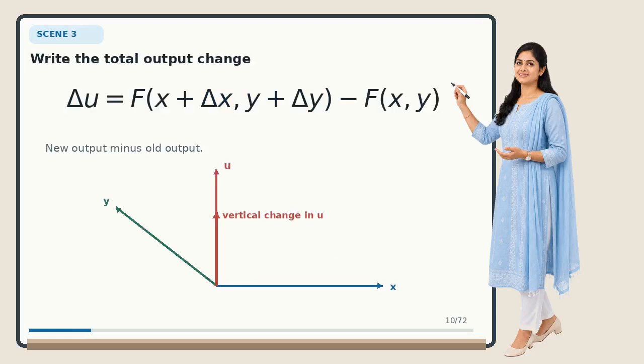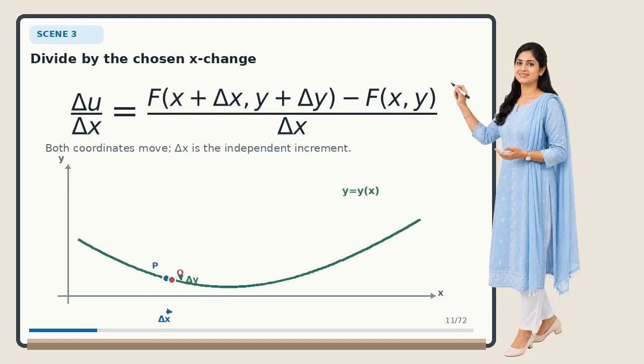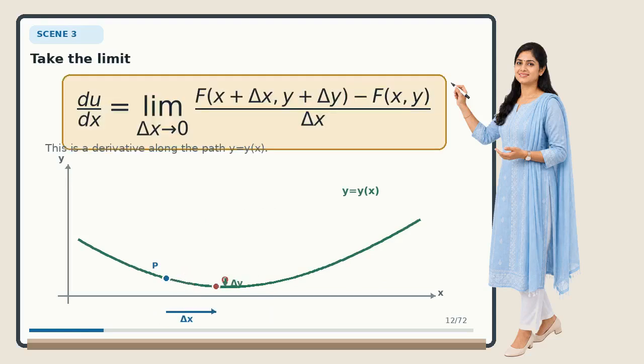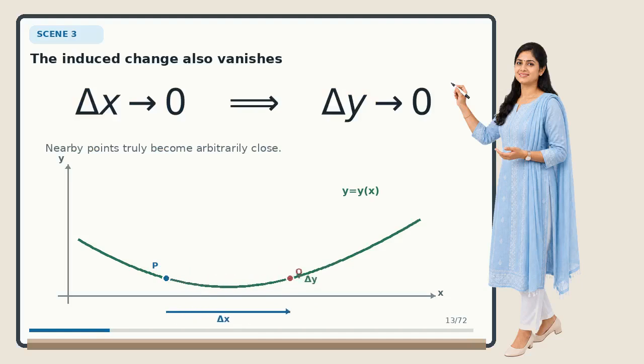This is the total change in the output because the input point has moved in both coordinates. Divide the total output change by the chosen change delta x. This is the average rate of change of f while y follows x. Let delta x tend to 0. Because y of x is continuous, delta y also tends to 0. This limit measures how f changes as x changes and y follows x. As the second path point approaches the first in x, continuity of y of x makes its y coordinate approach as well. Therefore both coordinates approach the original point.